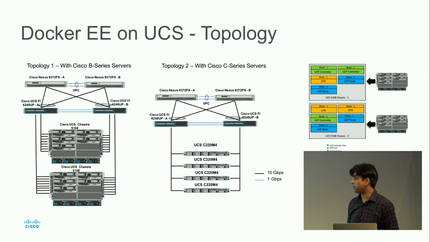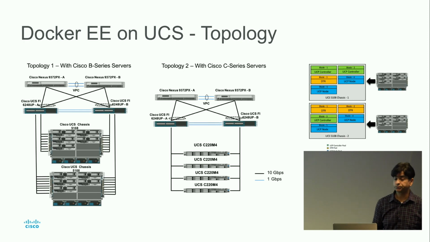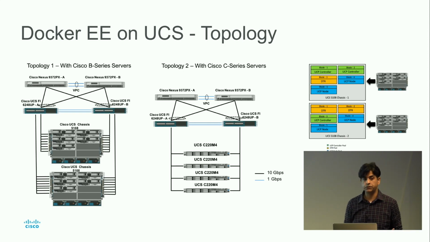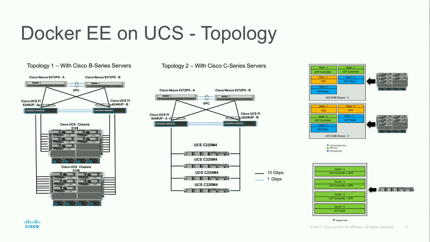The second topology shows you how to set it up with the rack mount servers. In this solutions, we actually design it to coexist the controller and the DTR. Again, it's flexible enough to put the DTR and the controller in different rack mounts, and as many worker nodes can be added as you go. It's 10 gig end-to-end connectivity and 1 gig for management.